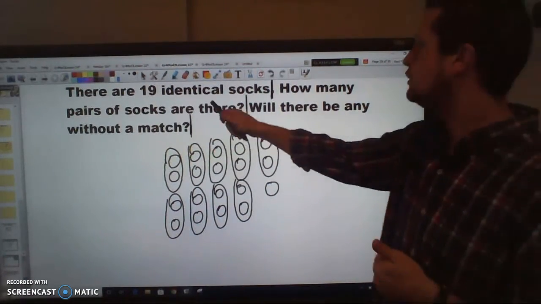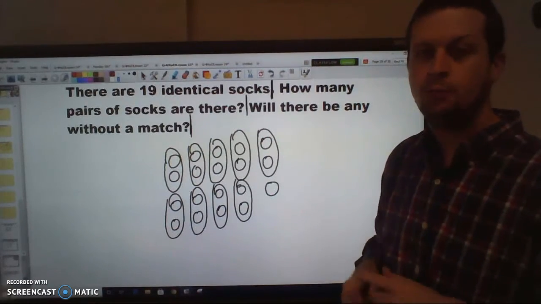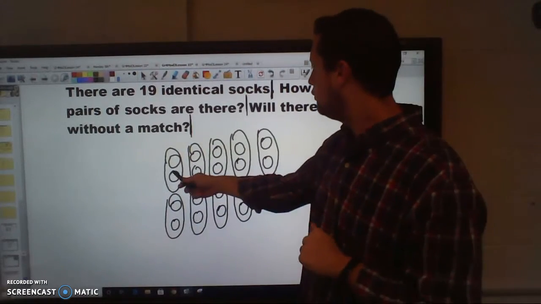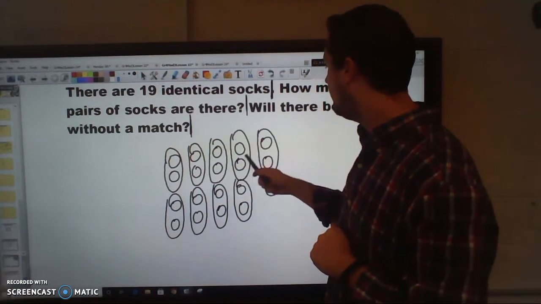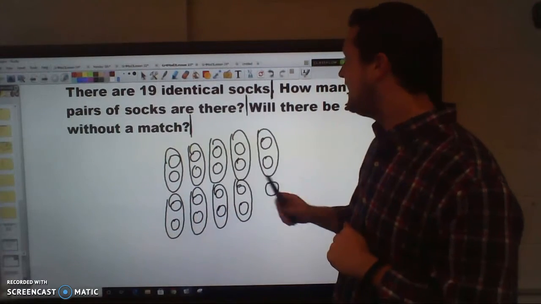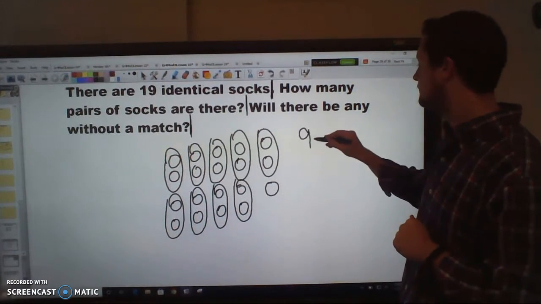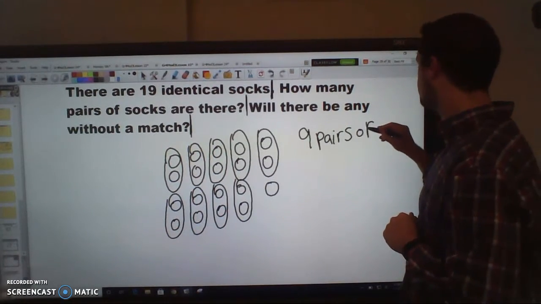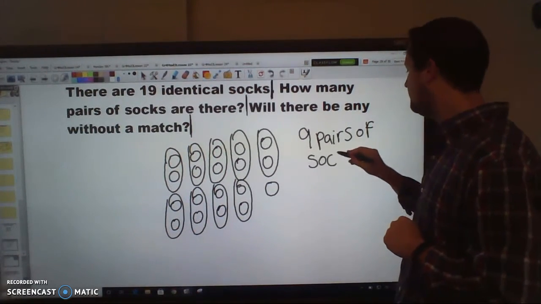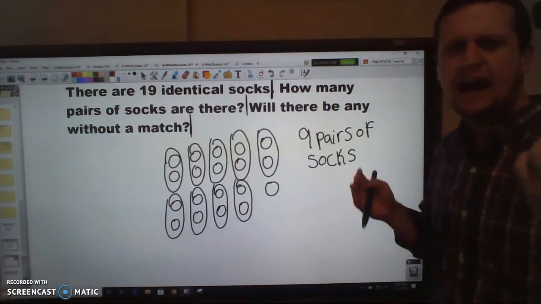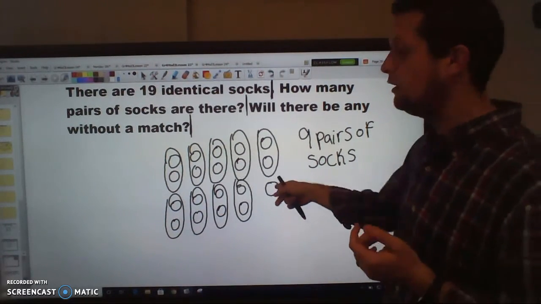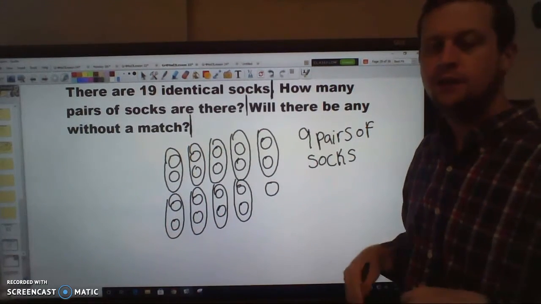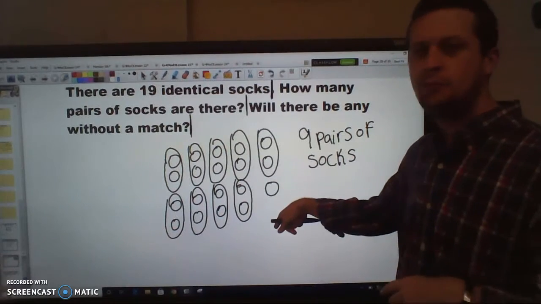So, let's do this question first. How many pairs of socks are there going to be? Remember, pairs, putting them together, 2 socks equal a pair. So there's 1, 2, 3, 4, 5, 6, 7, 8, 9 pairs of socks. Nine pairs of socks. I can't say that there's 10 pairs of socks because this little guy is all by himself. There's not enough to make another pair.